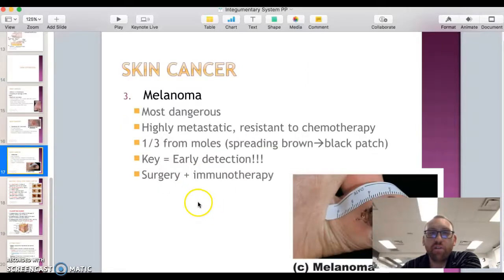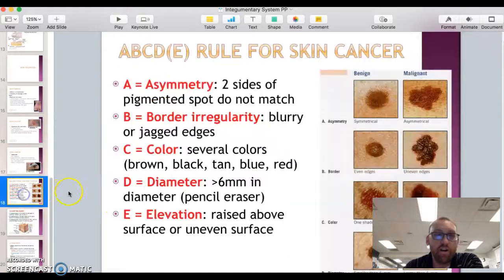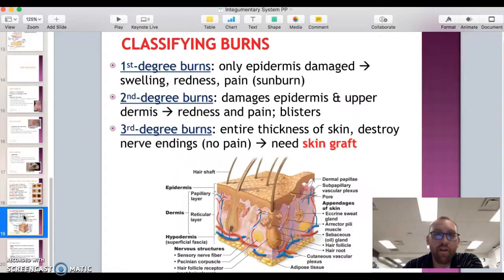And then you get into what's called melanoma. And melanoma is the most dangerous. It's very metastatic, which means it's going to divide very rapidly. It's pretty resistant to chemotherapy. And the key is early detection, and oftentimes they remove it and then try immunotherapy to combat that. But it is by far the worst of the skin cancers. So that's just a little chart.